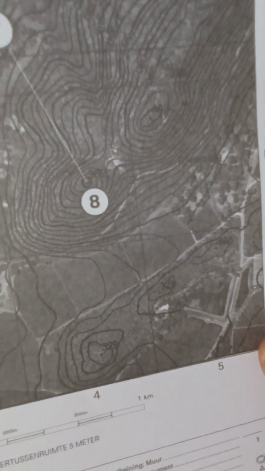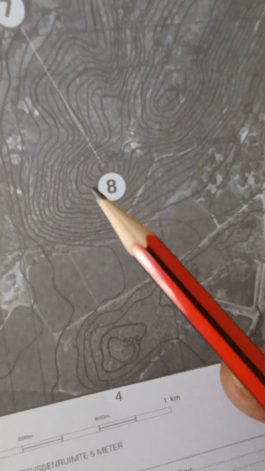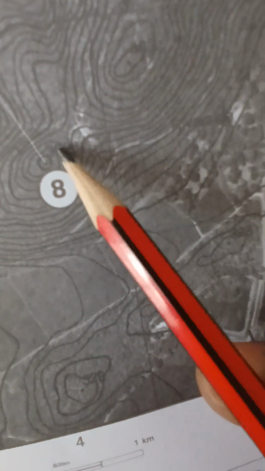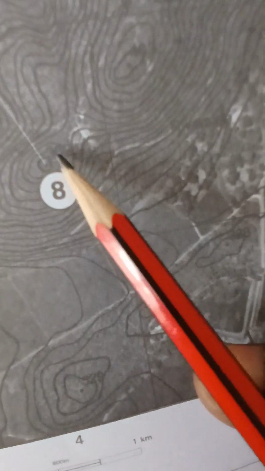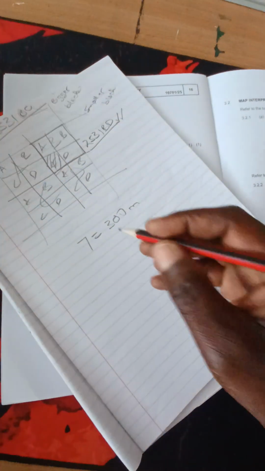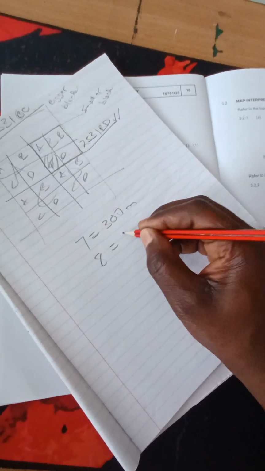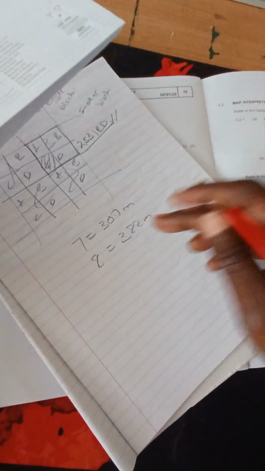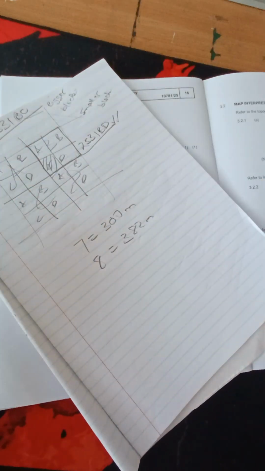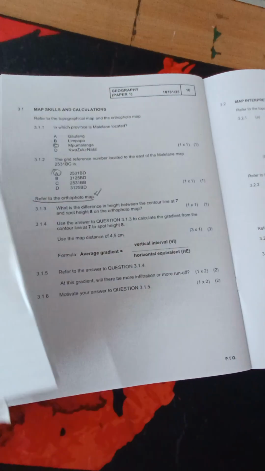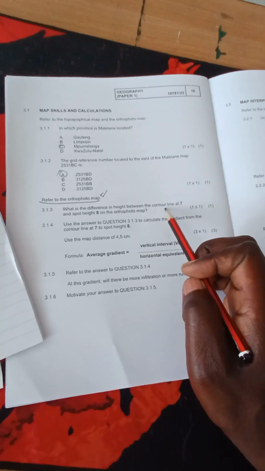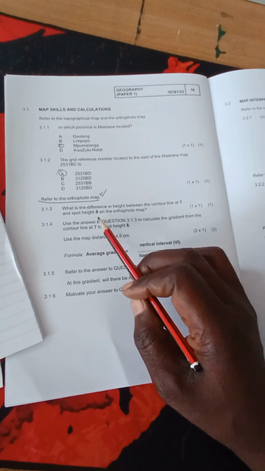Let's go to the spot height at 8. You can see here what do we have? That is 382. You can check nicely. So at 8 we have got 382 meters. So these are the two height markings that we have. So what did the question say now? What is the difference in height between contour line 7 and spot height 8?